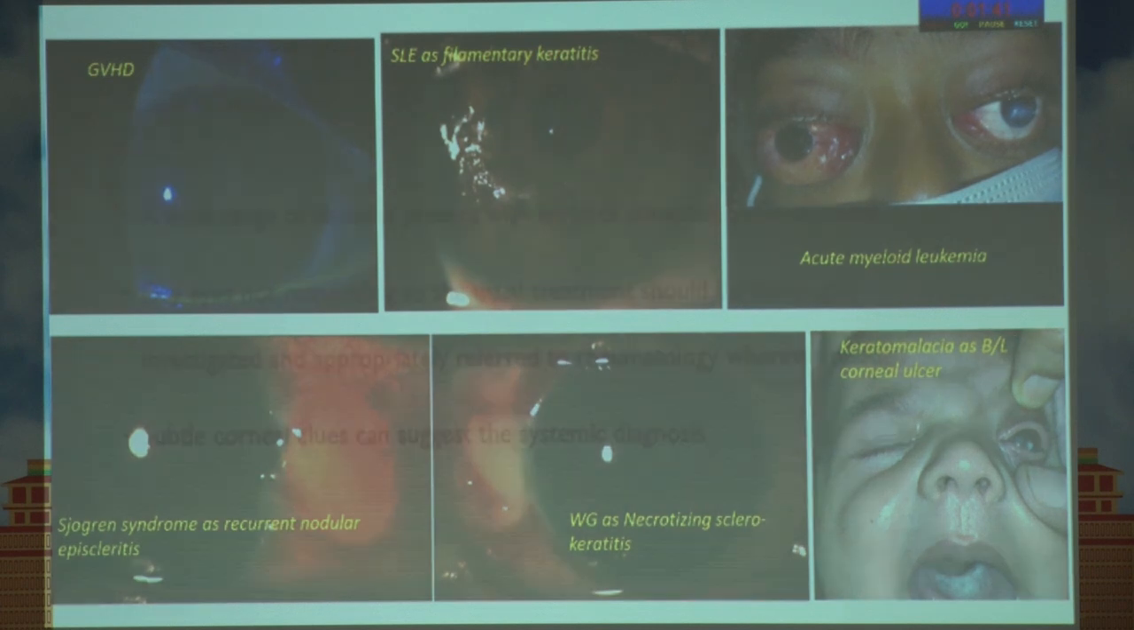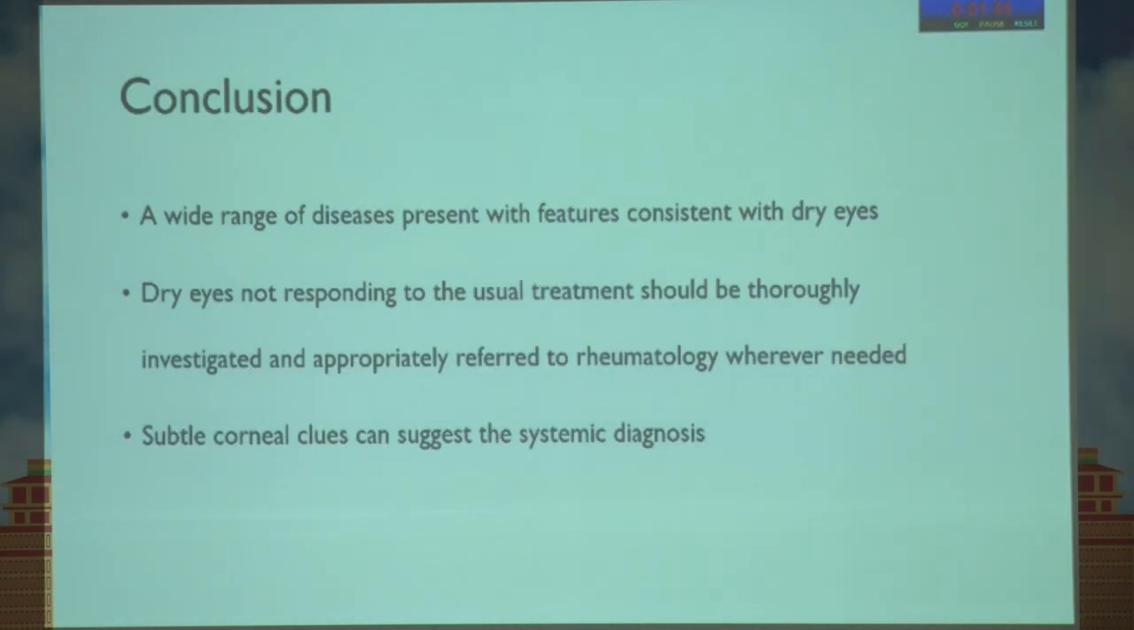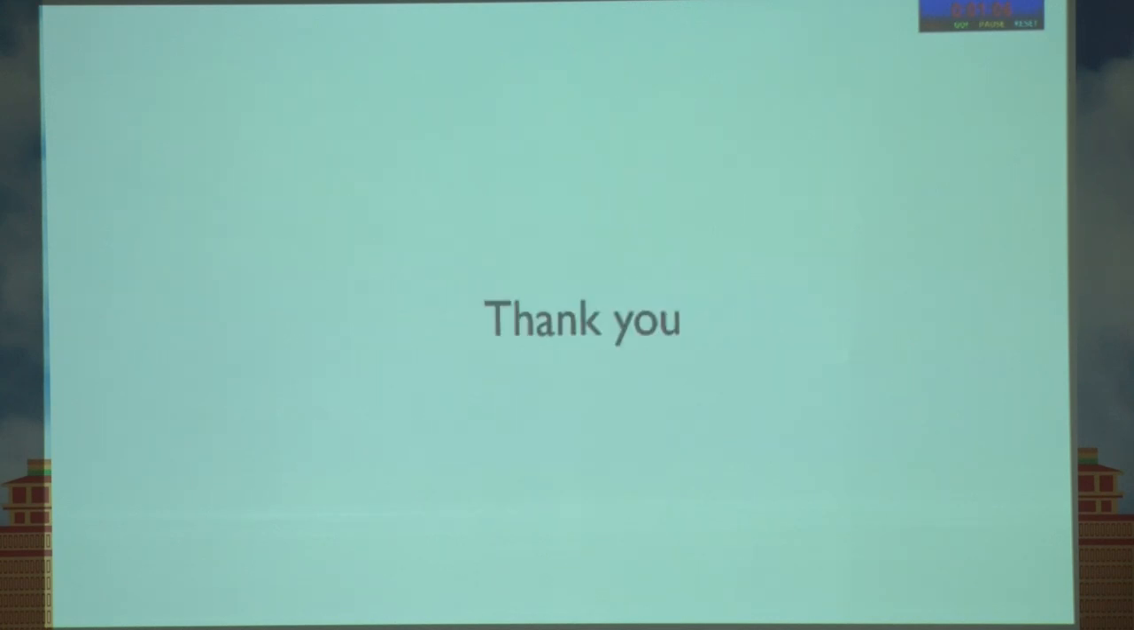And this patient had bilateral corneal ulcer, which was actually because of vitamin A deficiency. So to conclude, there are a wide range of diseases that present with features consistent with dry eye. Dry eye diseases not responding to the usual treatment should be thoroughly investigated and appropriately referred to rheumatology wherever needed. Subtle corneal clues can suggest the systemic diagnosis. We know that various systemic diseases add to the morbidity, but there are certain diseases that add to the mortality as well, like Wegener's granulomatosis. So if you identify the corneal clues in time, you can save somebody's life. With this, I would like to conclude. Thank you.